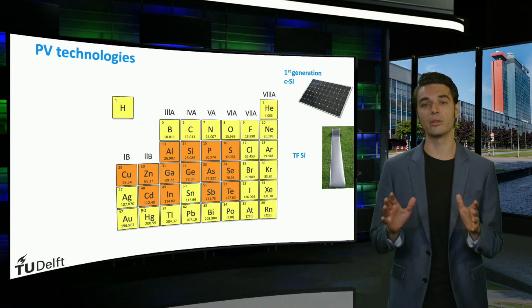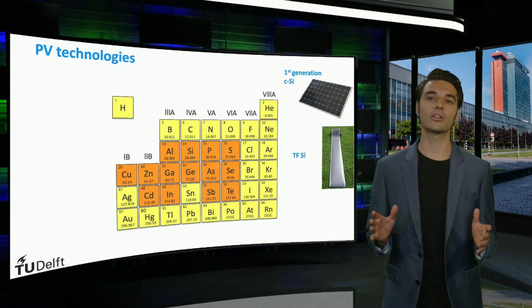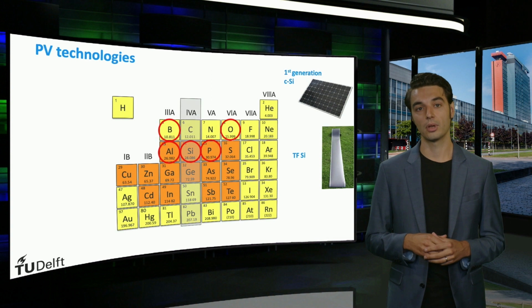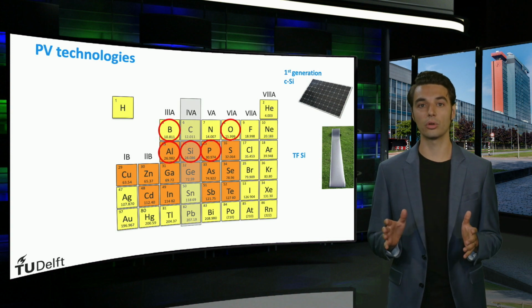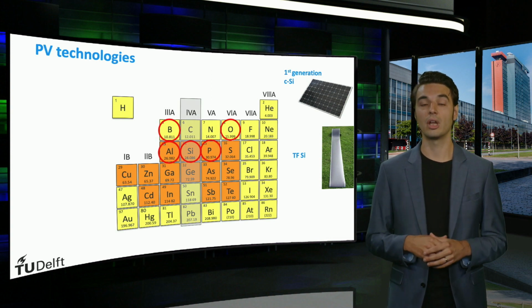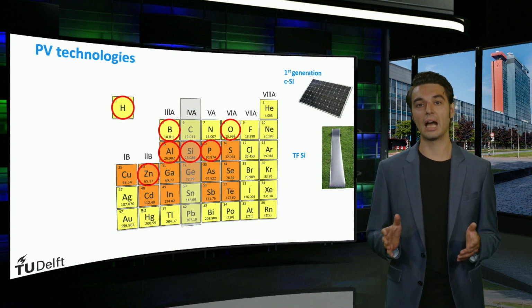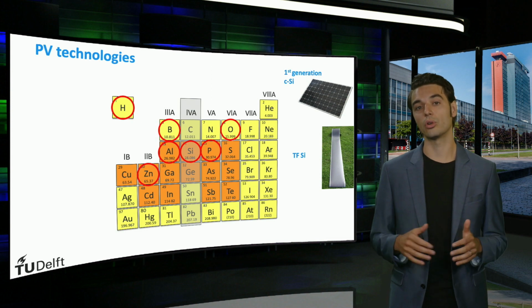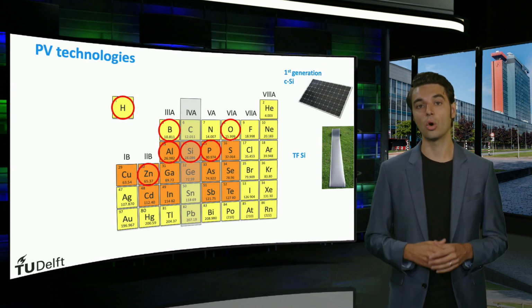We'll start with thin film silicon. Rather than the crystalline silicon structure of the first generation PV technology, thin film silicon has an amorphous structure. These amorphous silicon solar cells use many of the same materials as are used in crystalline silicon. Additionally, hydrogen is used for the passivation of the amorphous structure, and zinc is used for the transparent conductive oxide layer or TCO layer.